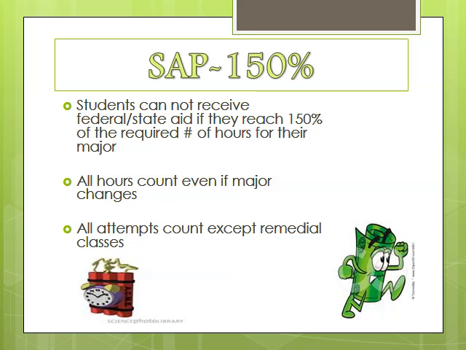Students cannot receive federal or state aid if they reach 150% of the required number of hours for their major. All hours count, even if your major changes. All attempted hours count except for remedial classes.